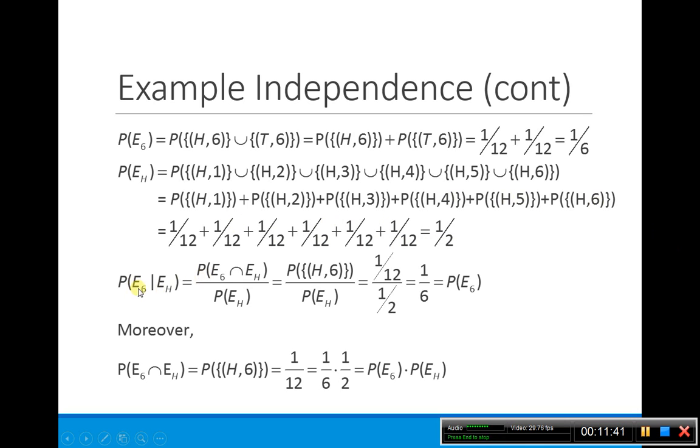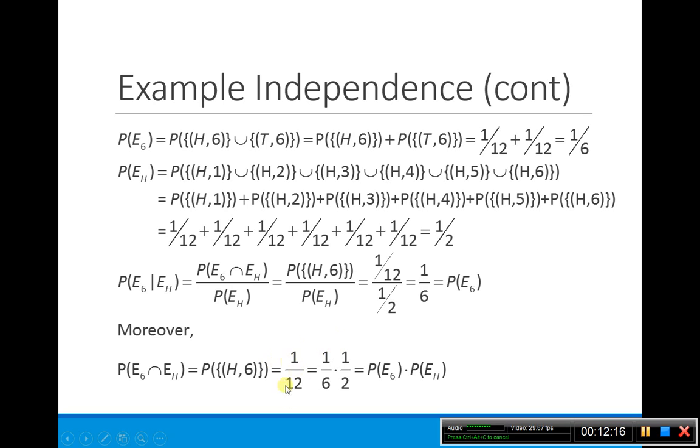So the probability of E6 given EH: I look at E6 intersect EH. The only thing in common between E6 and EH is heads and a 6. The probability of EH, the probability that I roll a heads, is half the time. So 1/12 over 1/2 is 1/6. This is the probability of E6, right there.